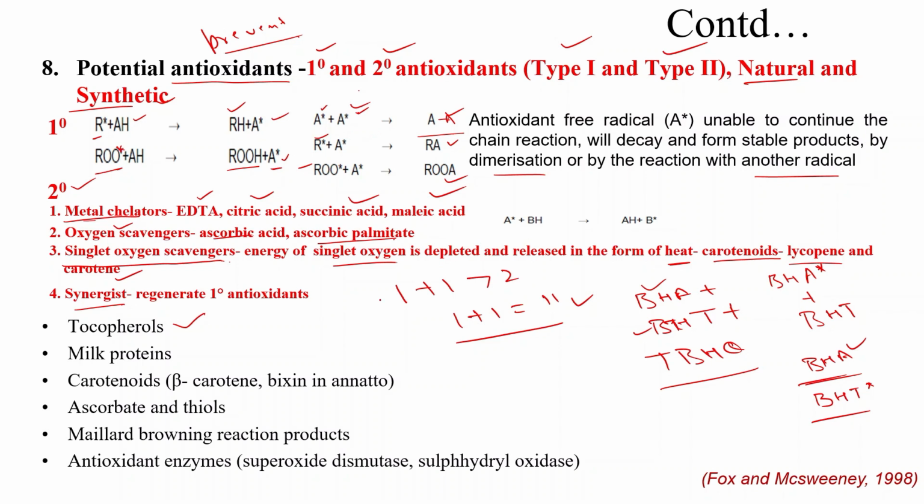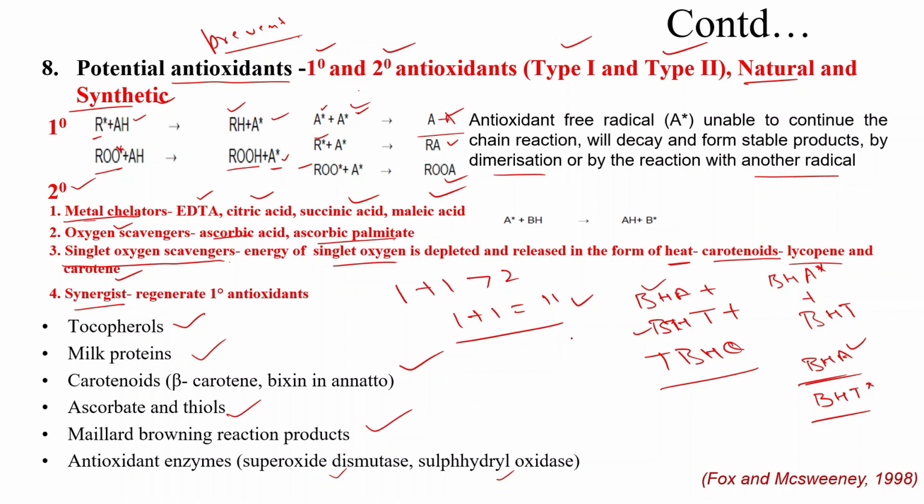Tocopherol and milk proteins are there. There are also some acting as antioxidants. Carotenoids are there, ascorbate and thiols, Maillard reaction products, and then the antioxidant enzymes are there. Superoxide dismutase causing the dismutation of the superoxide, and sulfhydryl oxidase causing the oxidation of the sulfhydryl group. So all these are the antioxidants.